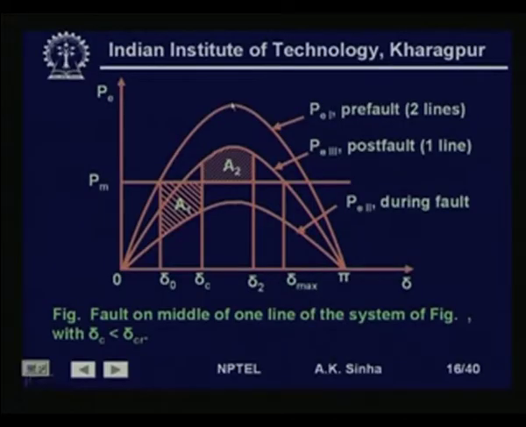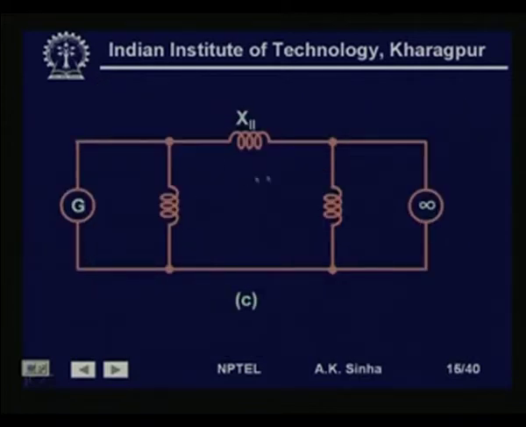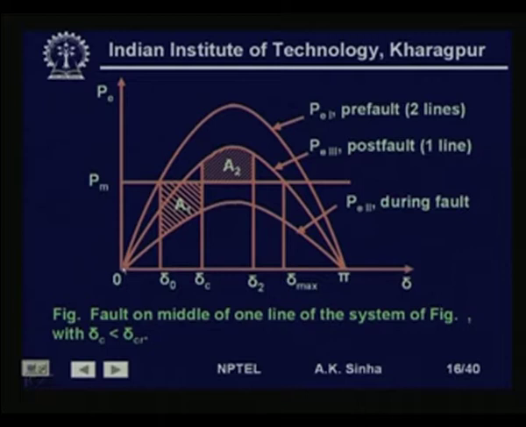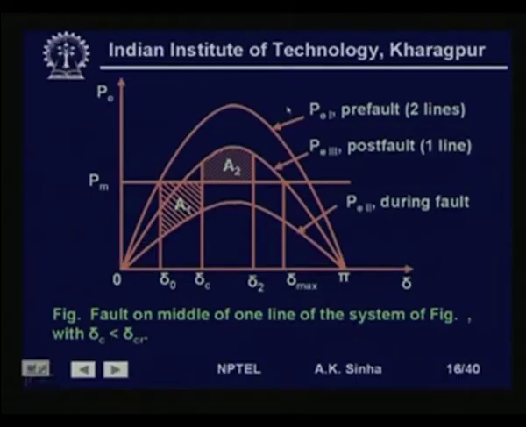First part is pre-fault, which is E dash V by x d dash plus x 1 and x 2 in parallel. So, that is the pre-fault power angle characteristics that we have. Then we have during fault characteristics, which is given by E dash V by x 2 into sin delta. So, this is the during fault characteristics, and when one of the lines is removed, then we have E dash V by x d dash plus x 1 into sin delta. This characteristics is given by this post fault characteristics here.